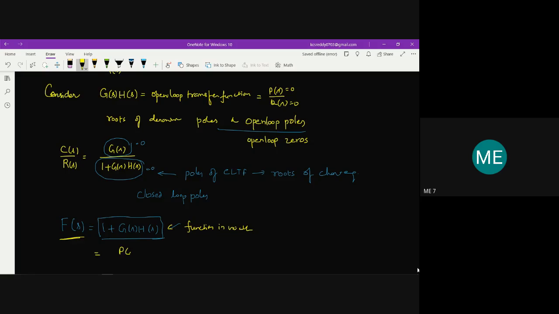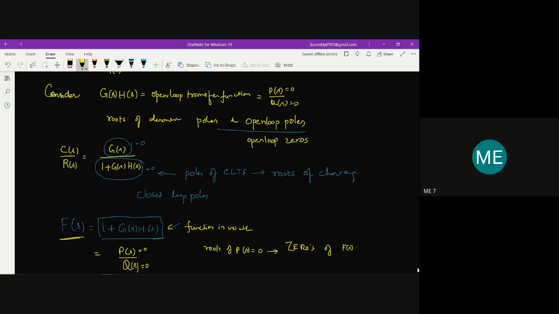That is equal to, if I write P(s) by Q(s), this itself has a numerator and denominator. So if I equate to 0, I'll get the roots of the denominator and roots of the numerator, which are called the poles of this F(s) and zeros of this F(s) function. That's what we discussed in the beginning. So the roots of P(s) equal to 0, if I find them, we will call them the zeros of the function F(s).